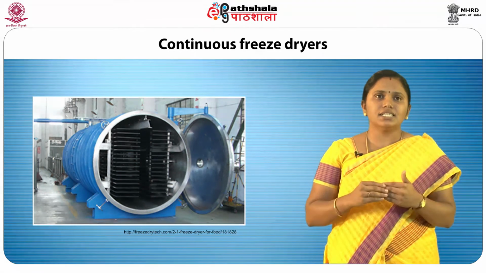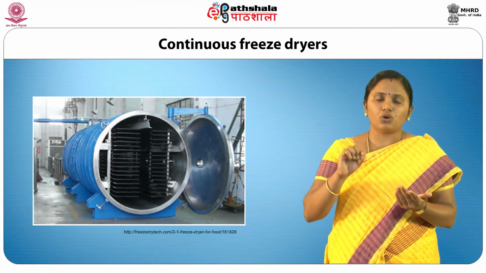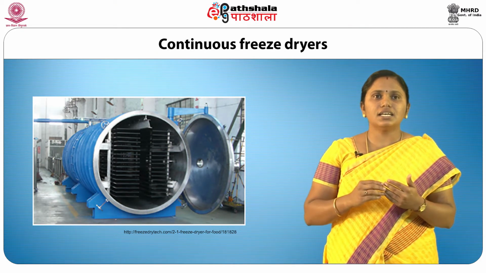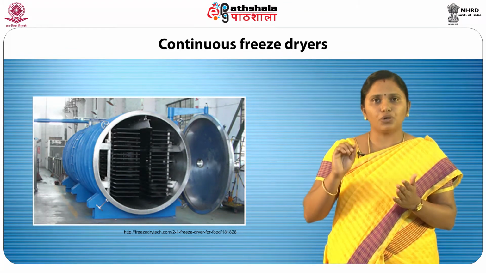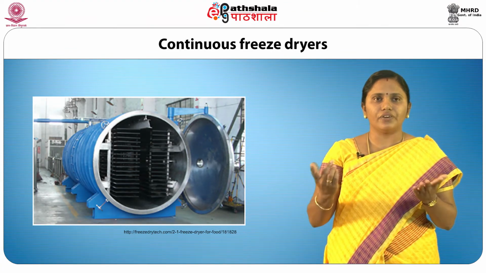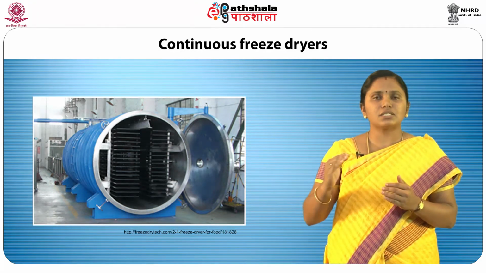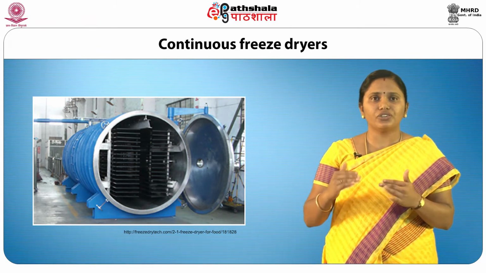The first one is static or tray, in which the freeze dried product is stationary on trays. The second one is dynamic or tray-less dryer, in which the product is moved with belt conveyors. The main disadvantage of this continuous method is that the equipment is huge, complex and difficult to manufacture.